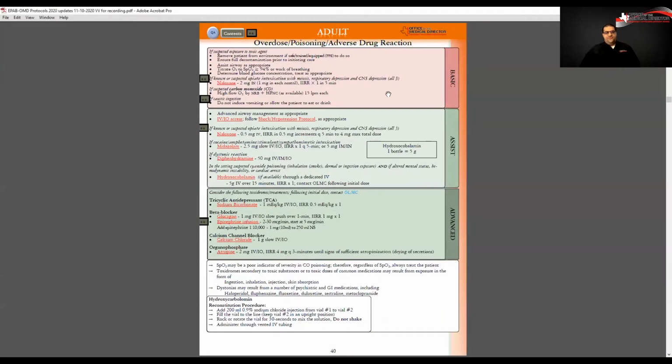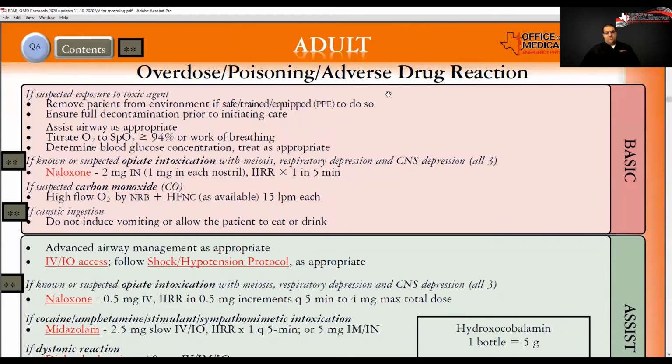All right, so adult overdose and poisoning. If you remember, about a year or so ago, we put out a medical directive on naloxone and really the indications for it. We still to this day see naloxone given to a lot of patients that don't meet the traditional definition of opiate toxicity. So again, we're looking for miosis or pinpoint pupils, respiratory depression, and CNS depression. It's not one or the other, it's really all three.